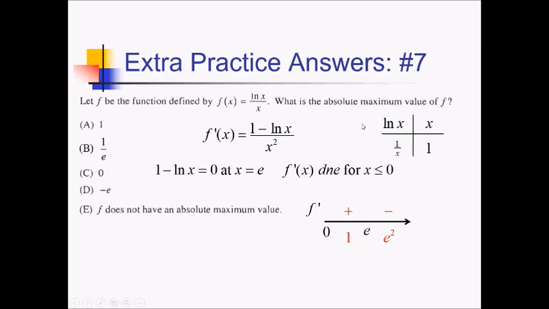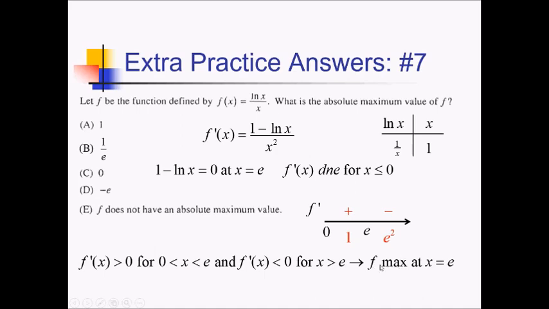Now to actually justify the existence of an absolute max, here's what I'm going to write. So I notice that f prime is positive between 0 and e. So f is increasing until it gets to e. And then after that, f prime is negative for x greater than e. So our function is going down after it gets to e. Well, if we're going up until we get to e and then we're going down forever after, that means we must have the max for the f function at x equals e.